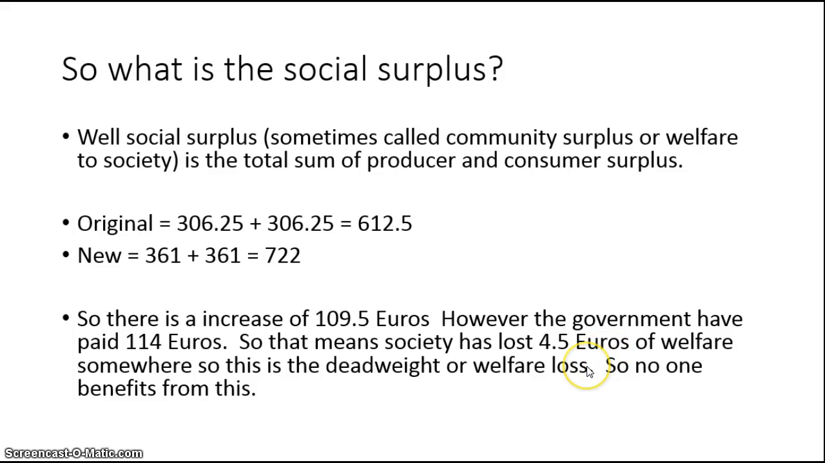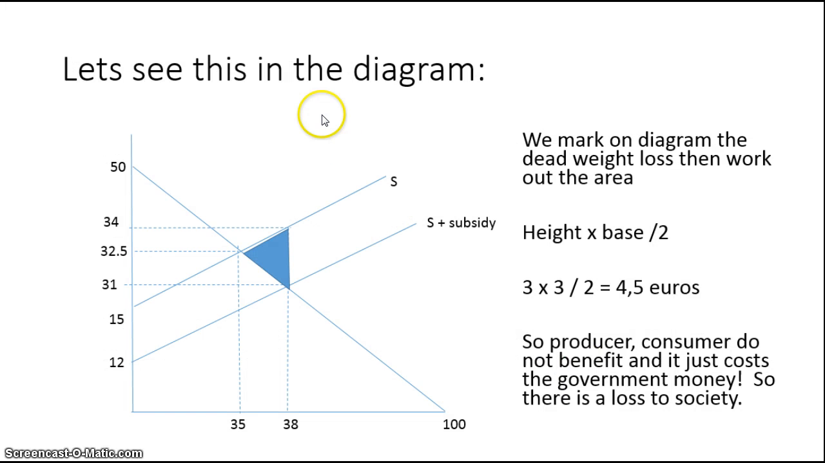Like we did with taxes, we can also do this for subsidies. Look at the deadweight loss. We just draw the triangle where the deadweight loss is. 3 times 3 divided by 2, 4.5 euros. So exactly the same. It just confirms what we did on the last slide.